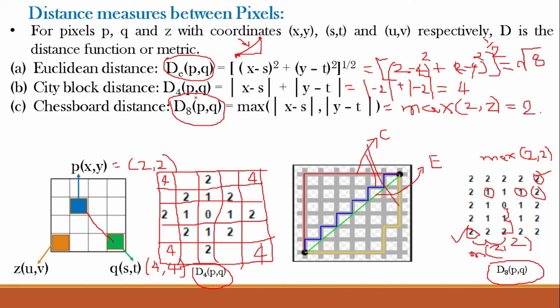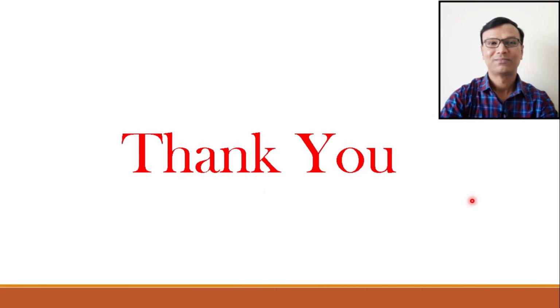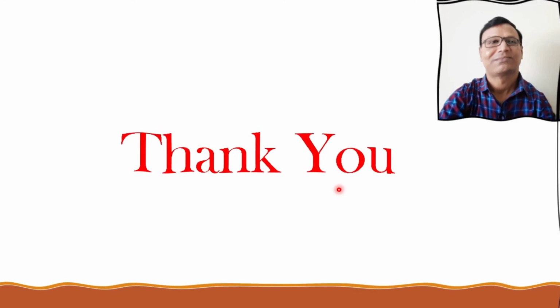That is how we measure the distance between different pixels using Euclidean distance, city block distance, and chessboard distance. I hope it is clear. That is all for this video class. In the next video class, we will study image sampling and quantization. Thank you very much.